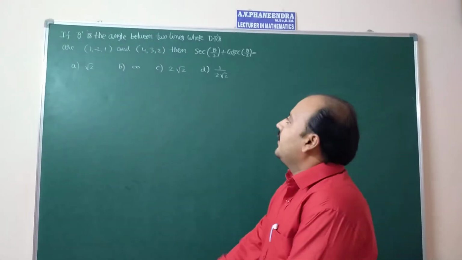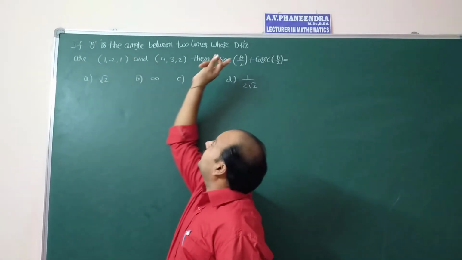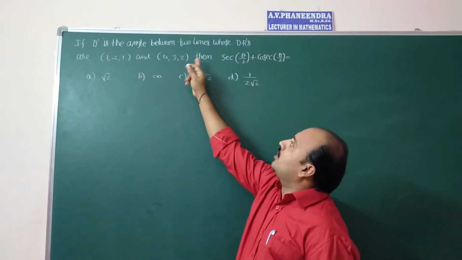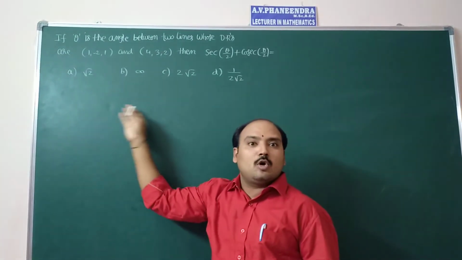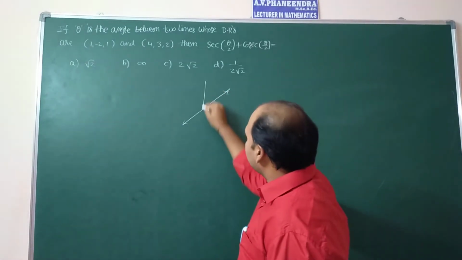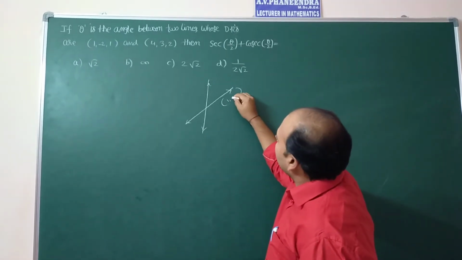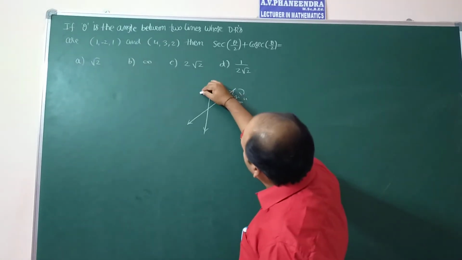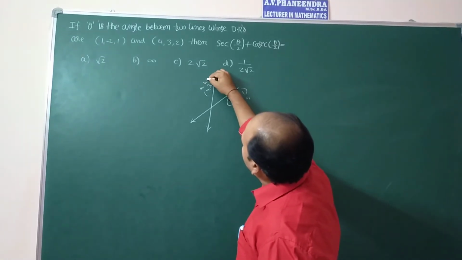Next question. If theta is the angle between the two lines whose direction ratios, DR means direction ratios, are 1, minus 2, 1 and 4, 3, 2, then secant of theta by 2 plus cosecant of theta by 2 equals, these are the options. So this is the first line and this is the second line. This line's direction ratios are 1, minus 2, 1, which are denoted by A1, B1, C1. Another line's direction ratios are 4, 3, 2, which are denoted by A2, B2, C2.